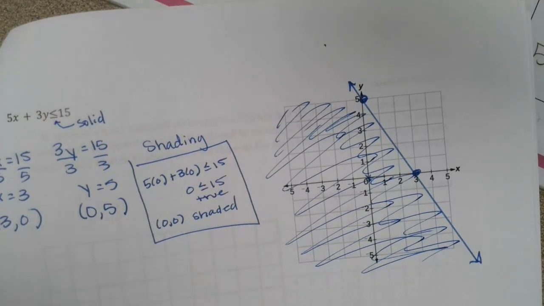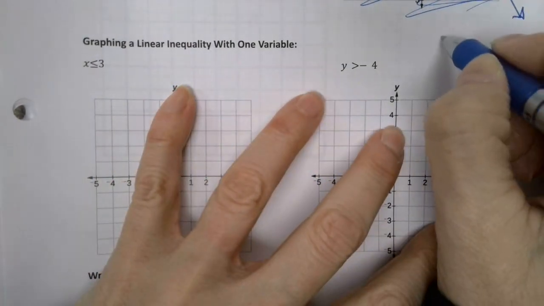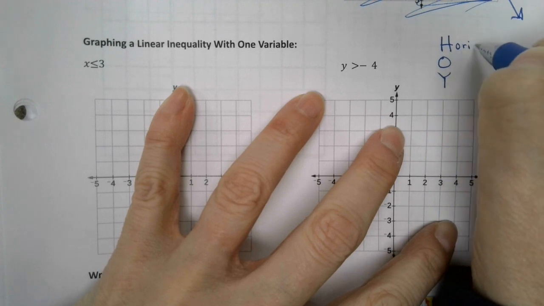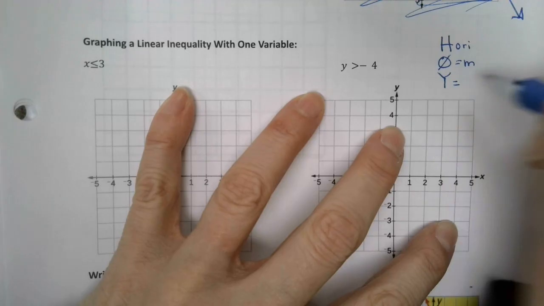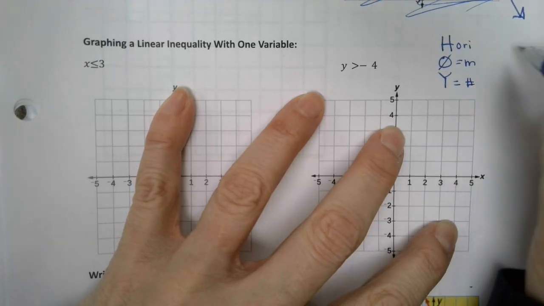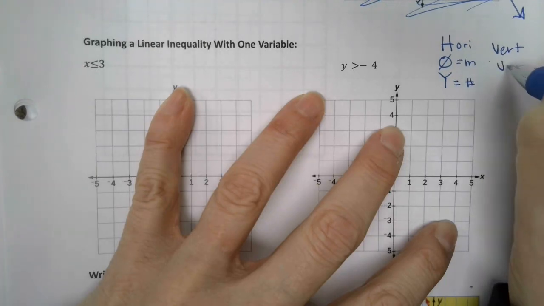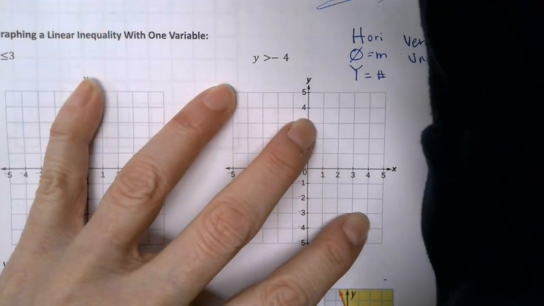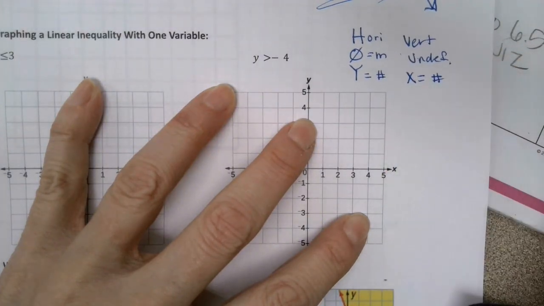We're going to talk about that just a little bit more here. We're going to first recall what HOI-VUX was. Remember that acronym that we use? A horizontal line has a slope of 0, and it is a y equals equation. So y equals a number. A vertical line has an undefined slope, and it is an x equals a number type equation.